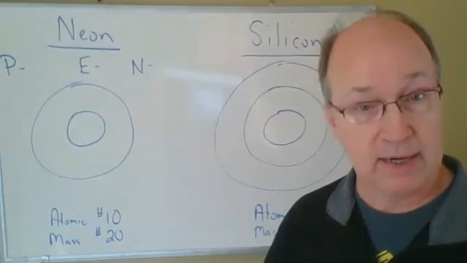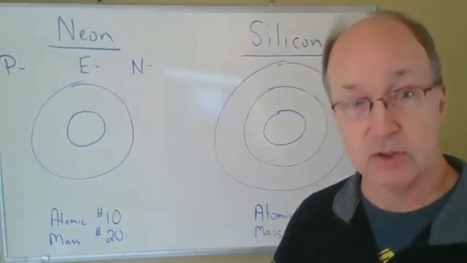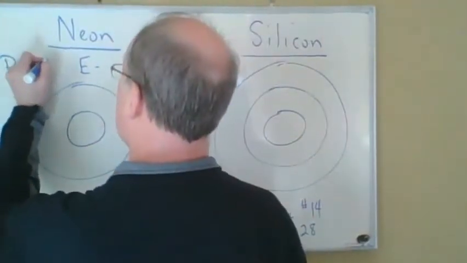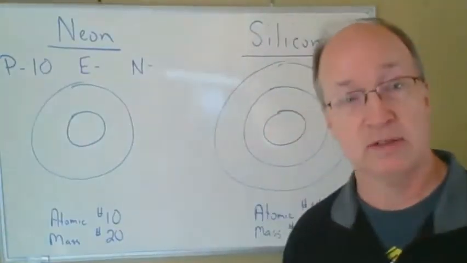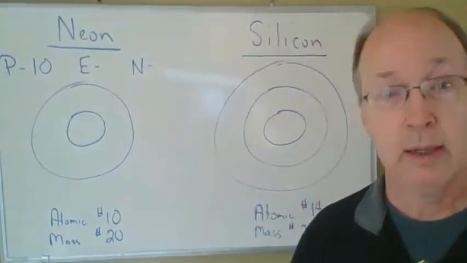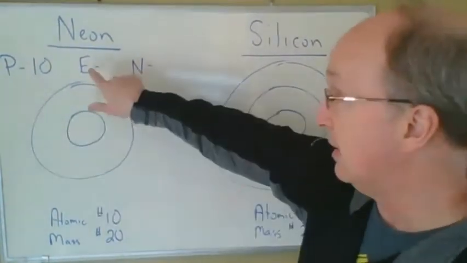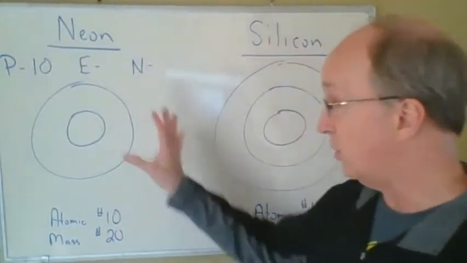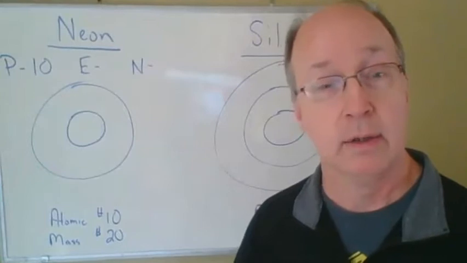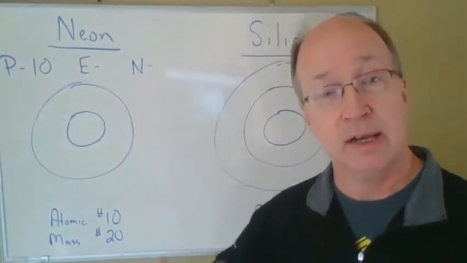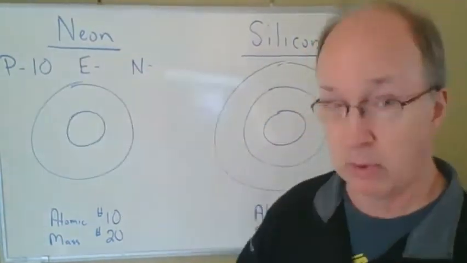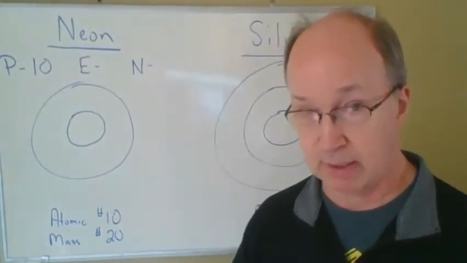What you should know by now is that the atomic number tells you the number of protons. So if the atomic number is 10, the number of protons in the nucleus of the atom is also 10. Now, the next question, how many electrons are there? Because in order to do a Bohr model, you need to know how many electrons you have to draw in there. So how many electrons are there in a neutral neon atom if it has 10 protons? I'll let you think about it for a second.